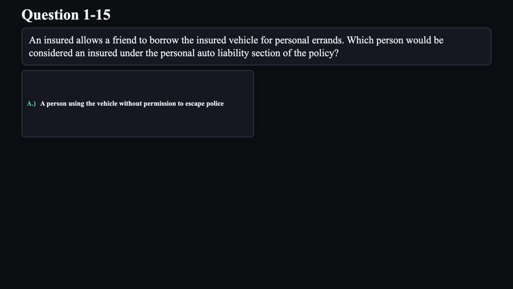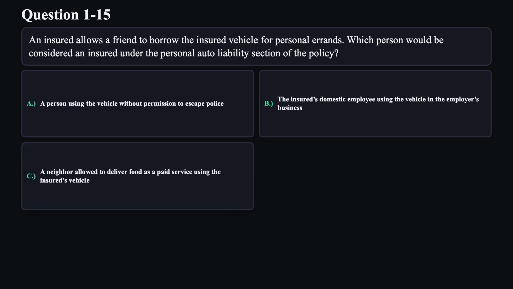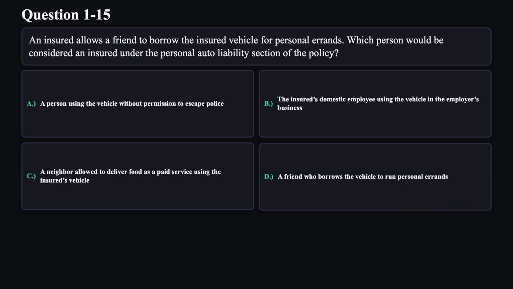A. A person using the vehicle without permission to escape police. B. The insured's domestic employee using the vehicle in the employer's business. C. A neighbor allowed to deliver food as a paid service using the insured's vehicle. D. A friend who borrows the vehicle to run personal errands.